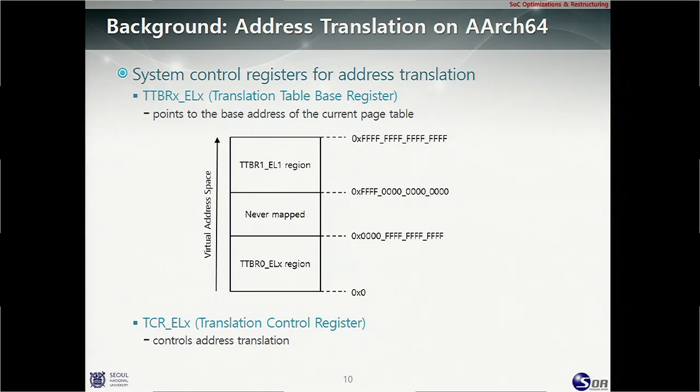ARM64 provides two main types of system registers for controlling address translation. First, TTBR. The TTBR is used to point to the current page table. And TTBR is again divided into TTBR0 and TTBR1, where they are used to point to two distinct page tables, mapping the lower half and the upper half virtual address spaces, respectively. Next, TCR is used to set up the details of configuration for address translation.